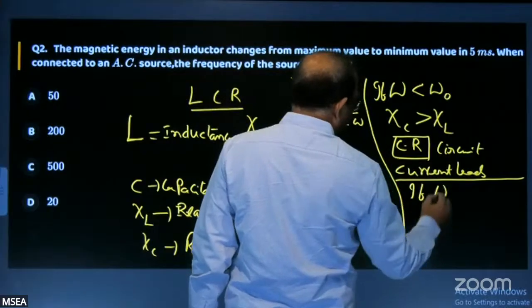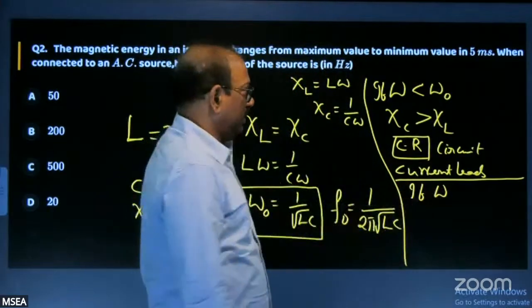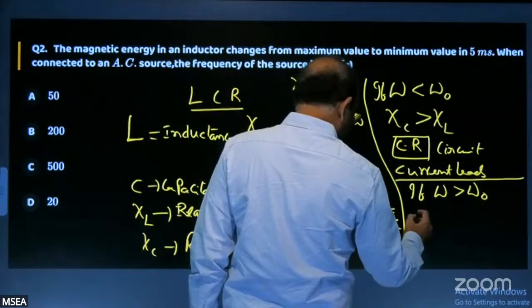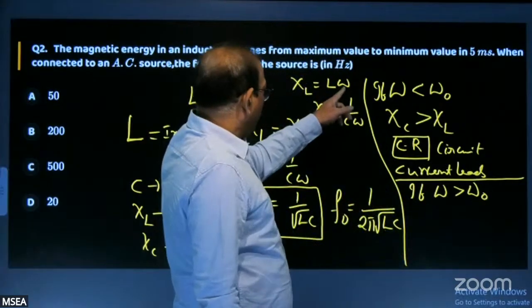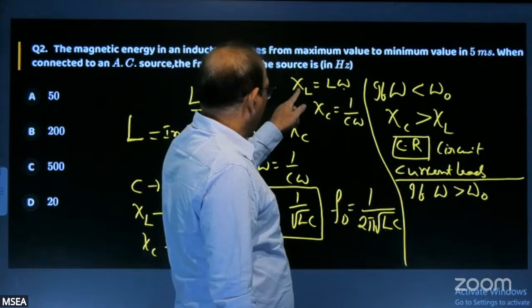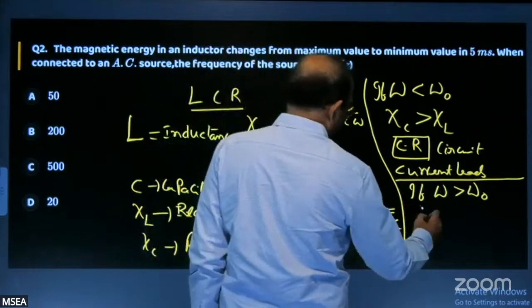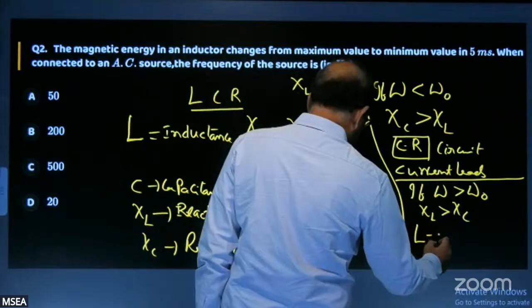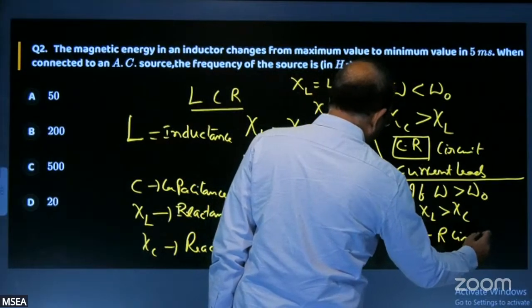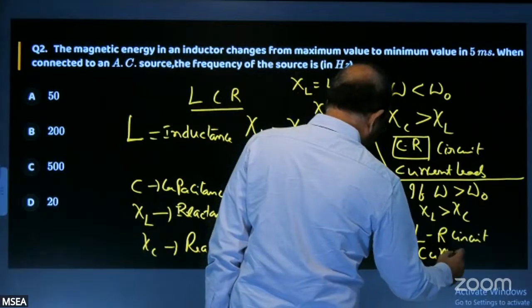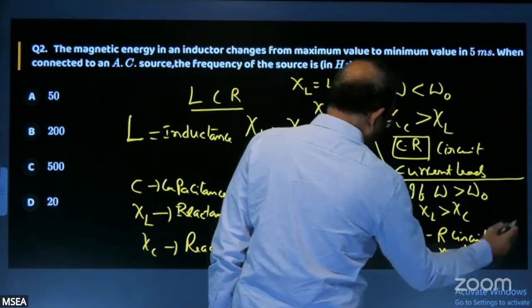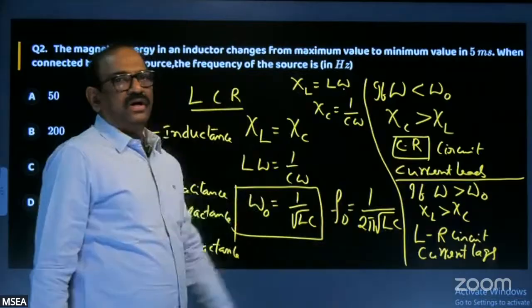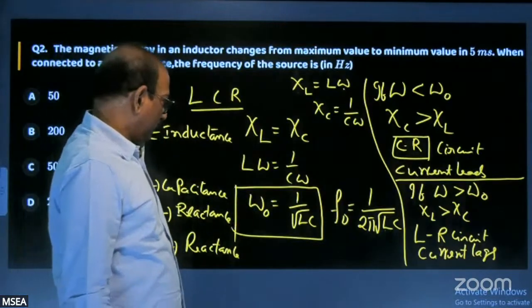Similarly, if omega, the angular frequency of the source of AC, is greater than the resonance frequency, then inductive reactance will be greater than capacitive reactance. Then this circuit will act as an LR circuit. And current lags by some phase angle less than pi by 2. These are resonant conditions for LCR circuit.